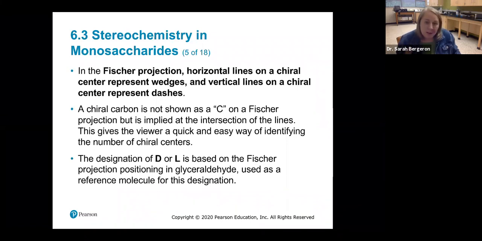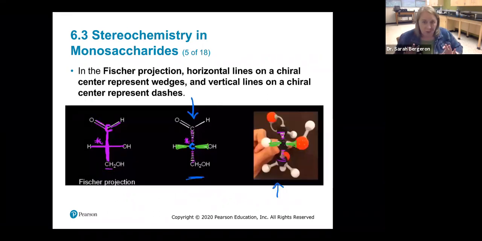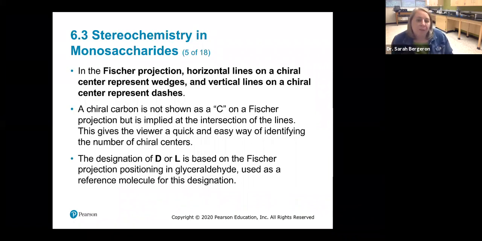As we said, in our Fischer projection, the horizontal lines at the chiral center represent wedges. So wedges are telling us that they're coming towards us. And then the vertical lines are going to represent the dashes, which are saying they're going away from us. Any chiral carbon, you're not going to put a C. You're just going to put an intersection like a plus sign. So it's going to give you a super easy way to know: is this a chiral carbon, yes or no? If it's a plus sign, absolutely.